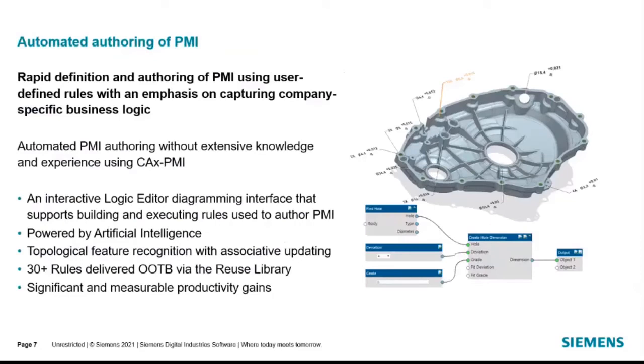With NX model-based definition, we're introducing automated authoring based on user-defined rules. The solution delivers over 30 out-of-the-box rules that can be used to perform common authoring operations such as applying a default tolerance, specifying multiple datums, creating size and locating dimensions, and many more.